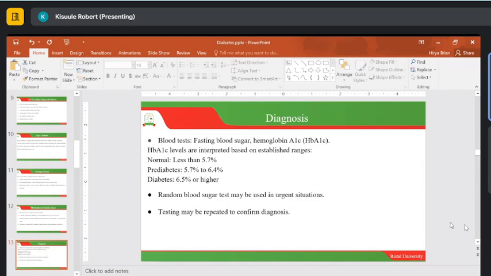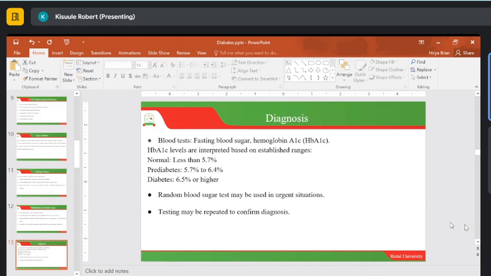So for the diagnosis, like I told you earlier, we are also looking at levels for the fasting blood glucose and the hemoglobin A1C, or HbA1c. Here the levels are interpreted based on established ranges. For the normal, we are looking at the percentage of hemoglobin A1C being below 5.7%. Then for pre-diabetes, 5.7% to 6.4%, we could say this person has higher chances of developing diabetes. And for the diabetic, we are looking at 6.5% or higher.